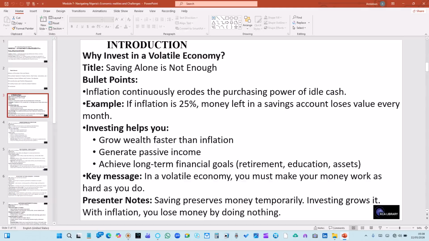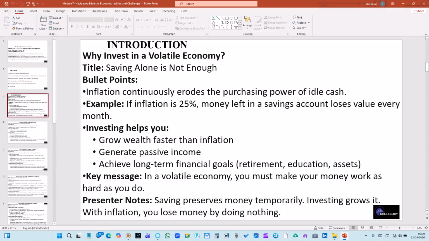By way of introduction, why invest in a volatile economy? Titled Savings Alone is Not Enough. Inflation continuously erodes the purchasing power of idle cash. Example, if inflation is 25%, money left in a savings account loses value every month. Therefore, investing helps you to grow wealth faster than inflation, generate passive income, and achieve long-term financial goals, especially retirement, education, and access.